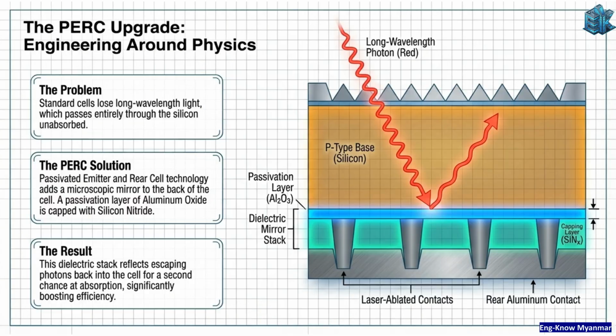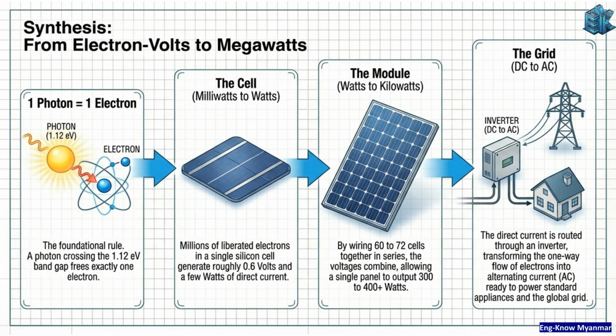to close the circuit. The PERC upgrade, or passivated emitter and rear cell technology, is an engineering solution to boost efficiency. The problem is that standard cells lose long wavelength light that passes through the silicon. The PERC solution adds a dielectric mirror stack, reflecting these escaping photons back into the cell for a second chance at absorption. Synthesis begins with the foundational rule.